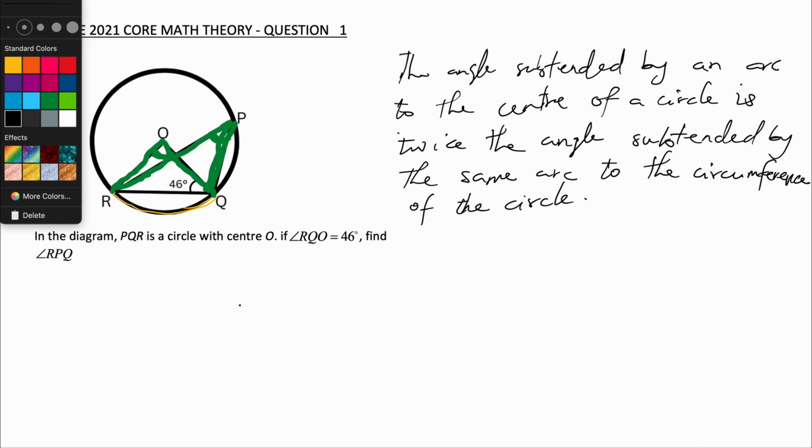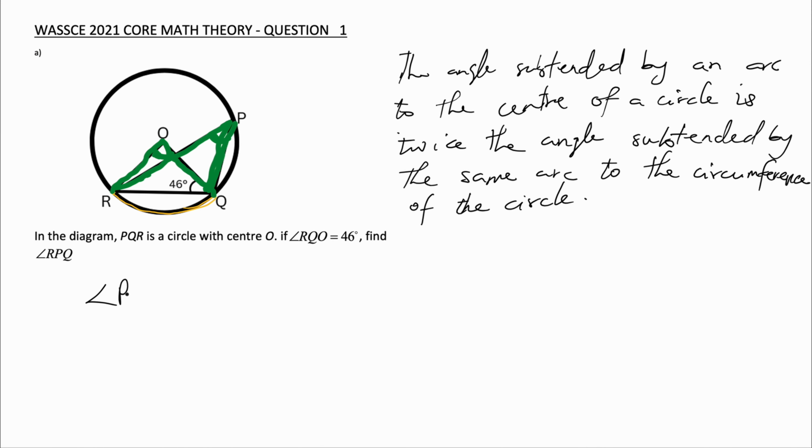So this means that the angle ROQ, which is the angle the arc subtends to the center, is equal to twice the angle it subtends to the circumference, which is angle RPQ. So let this be A.